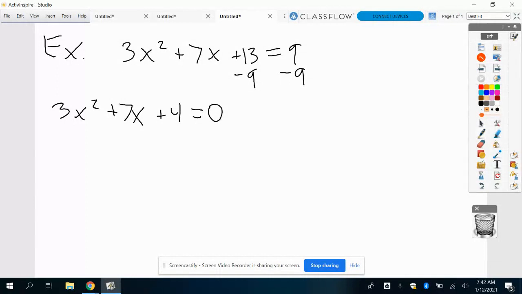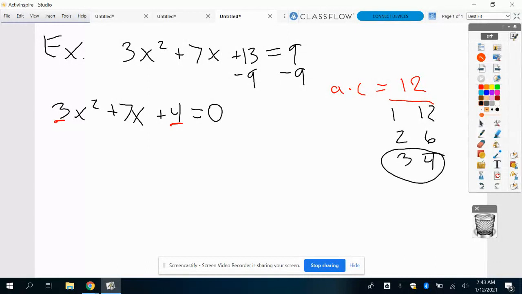Now we factor. So this is a problem where we're going to have to do our a times c. A and c are 3 and 4, so that's 12, positive 12. So all of our factors are going to be positive. So now we need to find factors of 12 that add up to a 7. So we've got 1 and 12, 2 and 6, 3 and 4. There's what we want. So we rewrite the 7x as 3x and 4x. So we've got a 3x squared plus 3x plus 4x plus 4 equals 0.